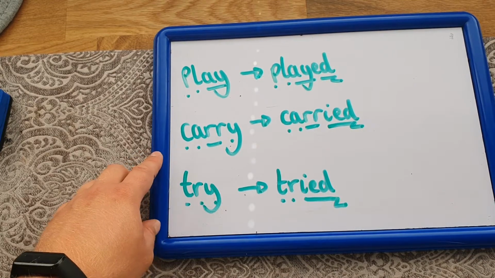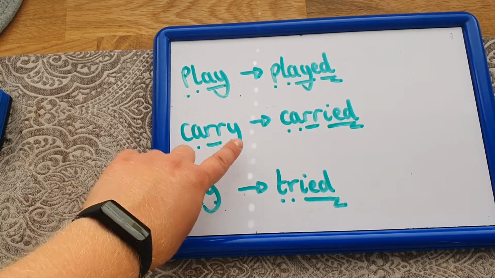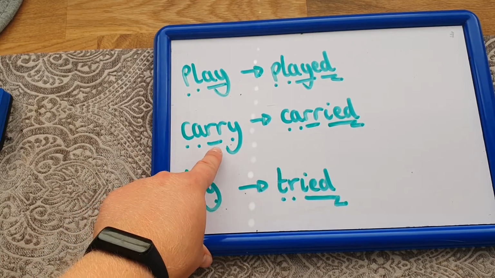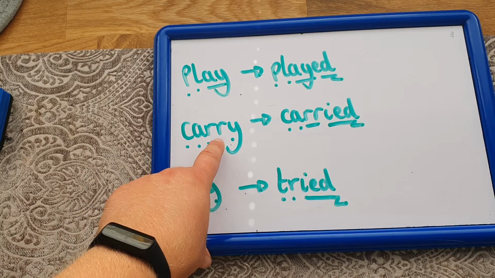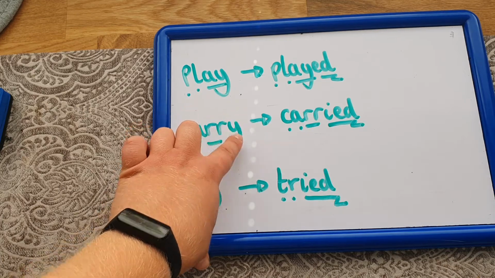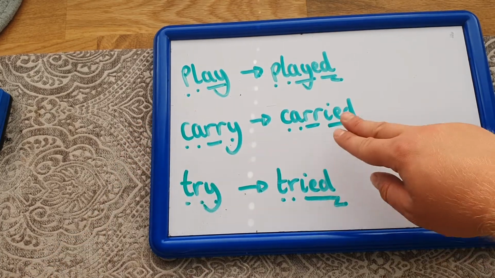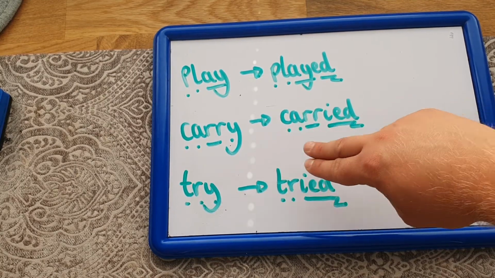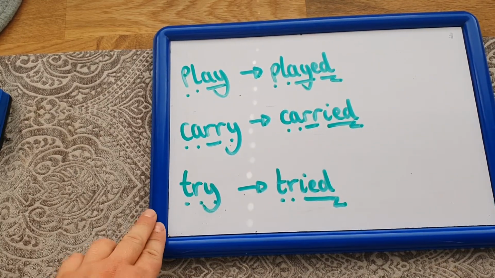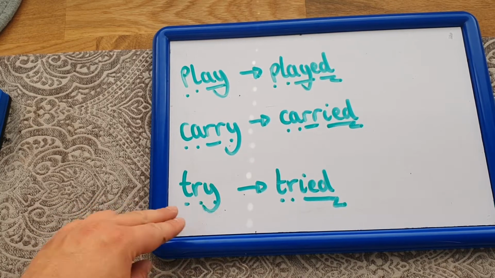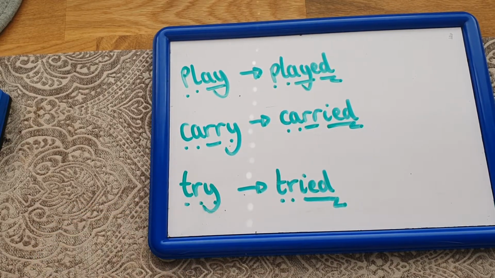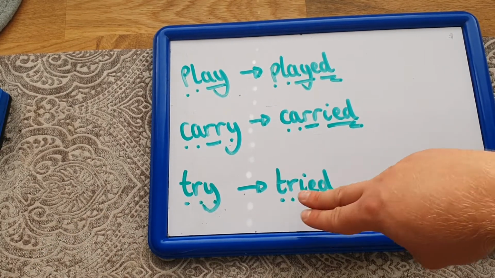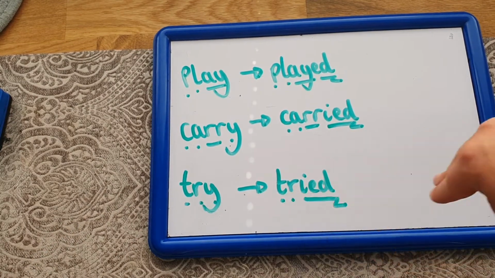However, this time I've got carry, so C-A-R-R-Y, carry. And I can see that I've got my Y, but before my Y, I've got an R. So what I'm going to do this time is I'm going to have to drop the Y, get rid of it, and in its place, I'm going to add IED. So now I've got C-A-R-R-I-E-D, carried. And it's the same for try as well, so it's I try. Because I've got an R before my Y, which is a consonant, I'm going to drop my Y and add an IED. So now I've got I tried, okay?